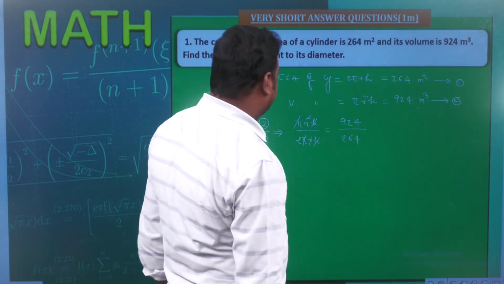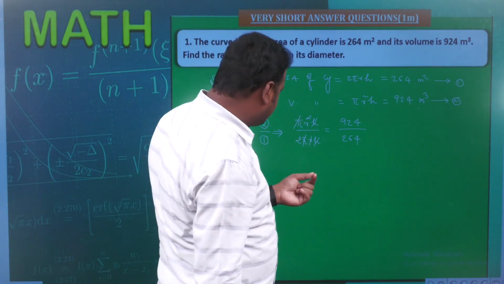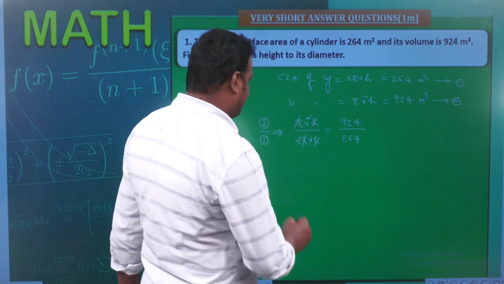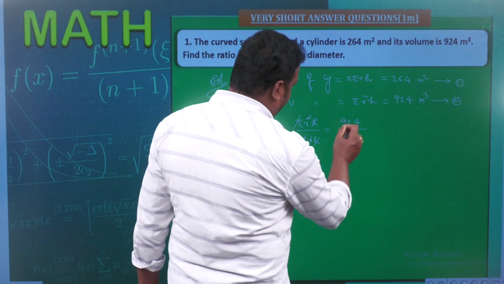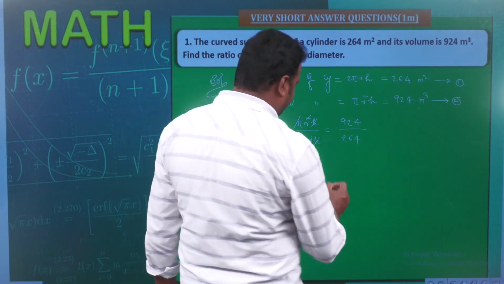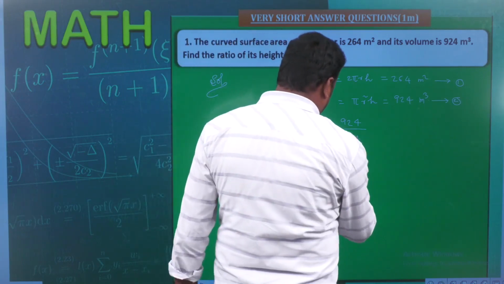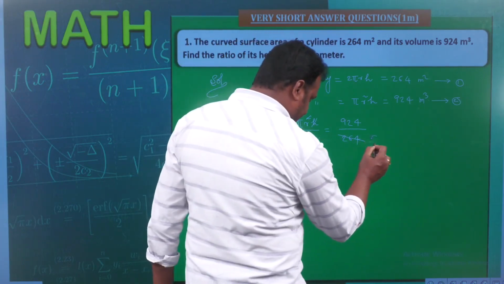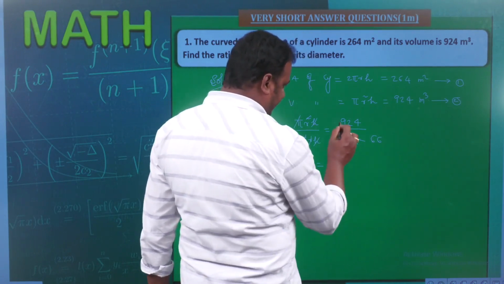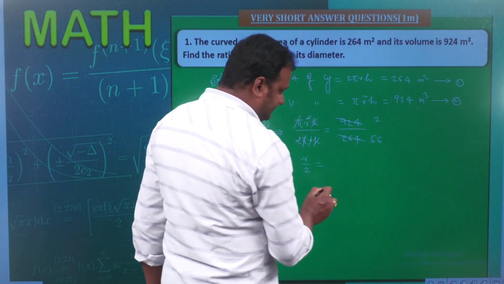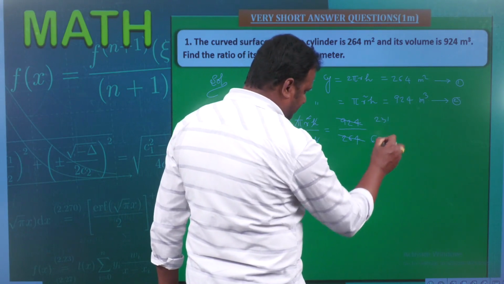So what do you get here? In pi r square h, only r remaining. In 2 pi r h, everything is cancelled except 2. Then you get r divided by 2 is equal to 924 divided by 264, right? Let us see the cancellation. Both can be cancelled by 4. 4 6s are 24, 4 2s are 8, 4 3s are 12 and 4 1s are 4.